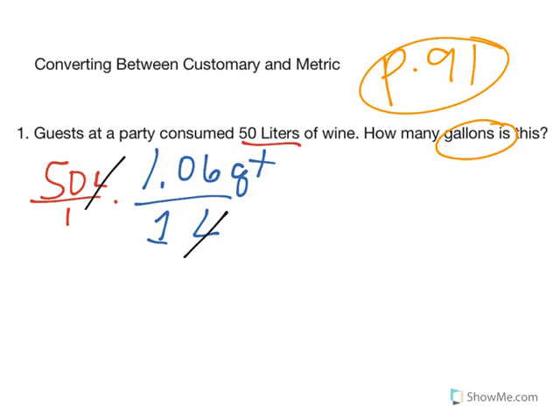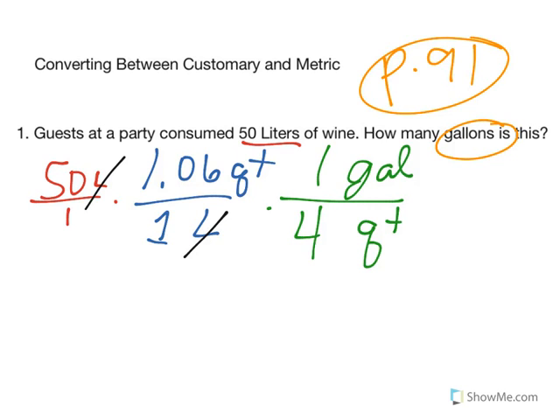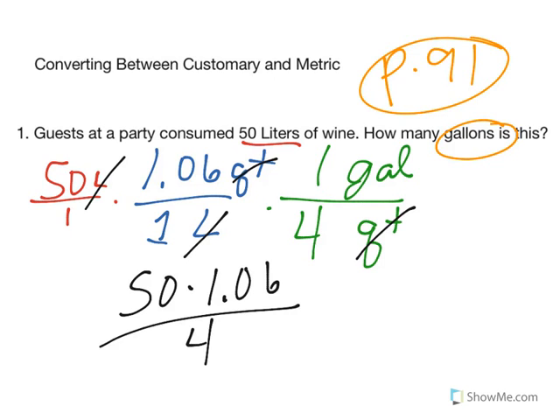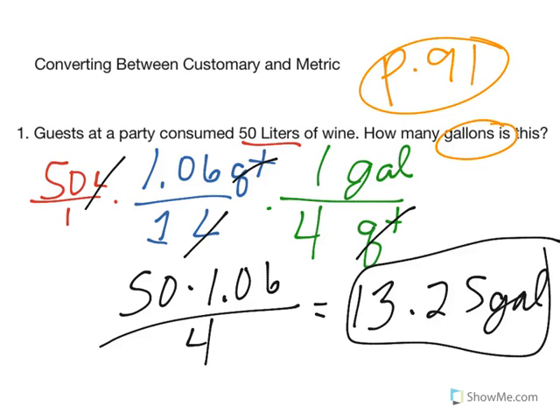So now you've got to go to your customary units and say, okay, I've got quarts. Can I go to gallons from quarts? Yes. 4 quarts is 1 gallon. So that allows my quarts to go away, and now I'm in gallons. So I would take 50 times 1.06 divided by 4, and I'm going to come up with an answer of 13.25 gallons.